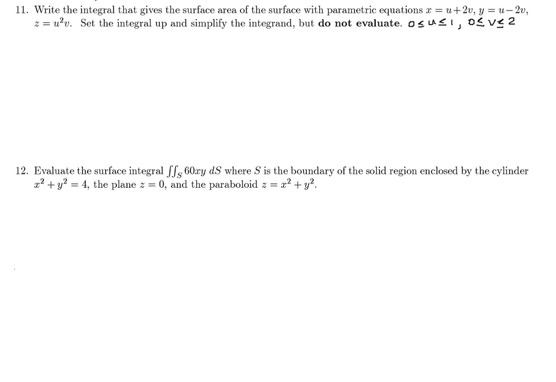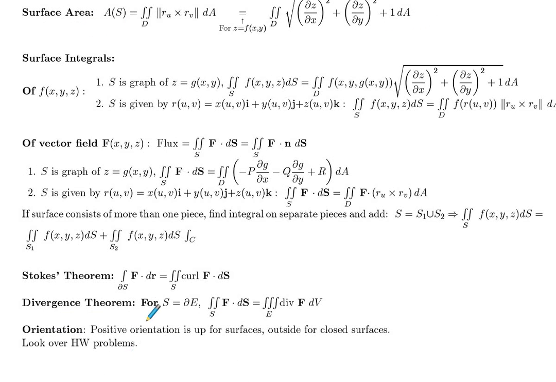All right, next up we are writing the integral that gives the surface area of a parametric surface. We've got equations of x, y, and z in terms of u and v. U and v are our parameters. I added on a domain for u and v here. For a parametric surface, we are using this formula right here. So that's the area of a parametric surface. If it was a function of x and y, then we'd use this. That was last chapter, but we're doing parametric surface.